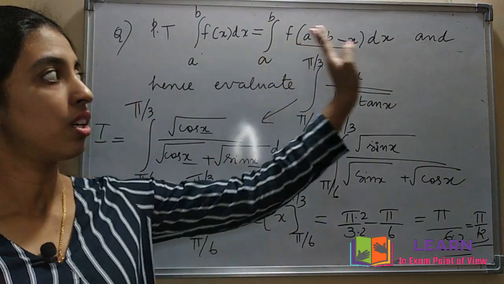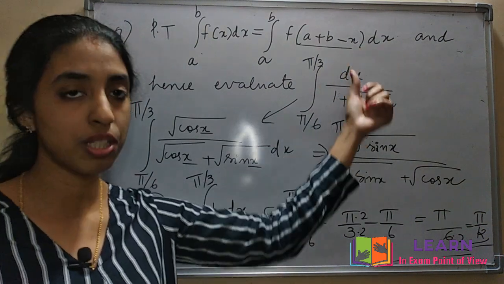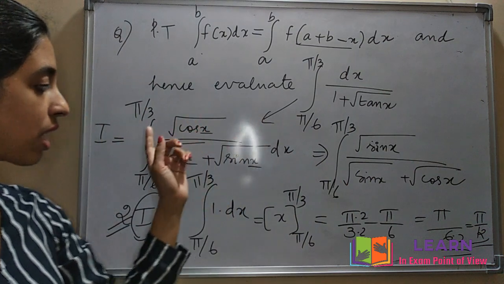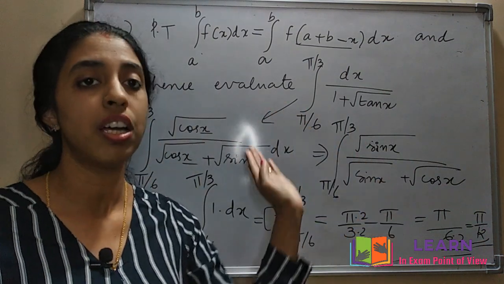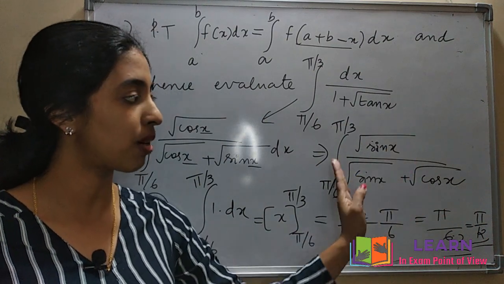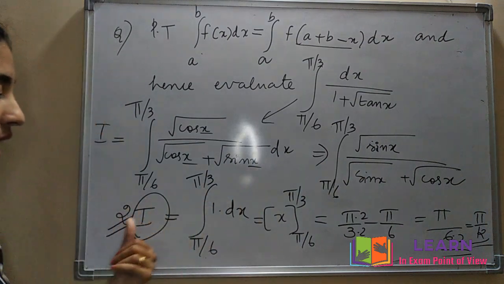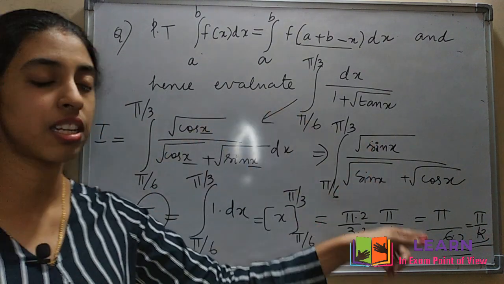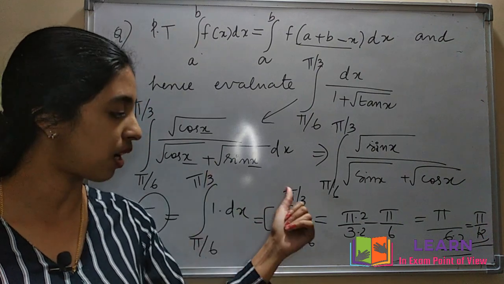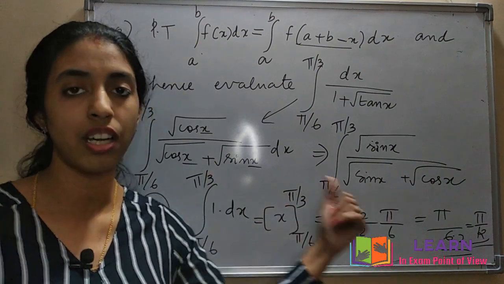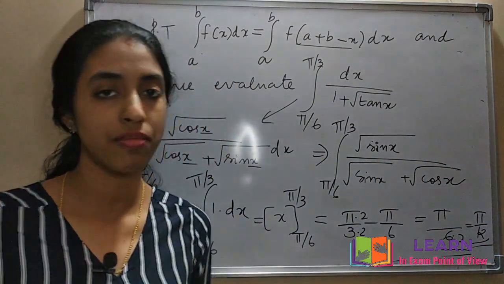So first you need to prove the property. Then according to the property, solve. So assume it as I. Then we change it in terms of pi by 2 minus x. Everything will come, sin and cos will come. Then add the two equations. 2I equal to, we will get what? Cancelling numerator and denominator, we will get 1. Integral of 1 is x. Upper limit minus lower limit. 2I is what? Pi by 6. So I is what? Pi by 12.